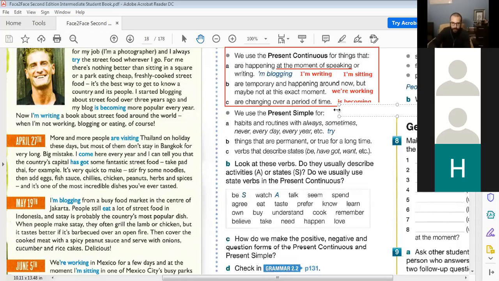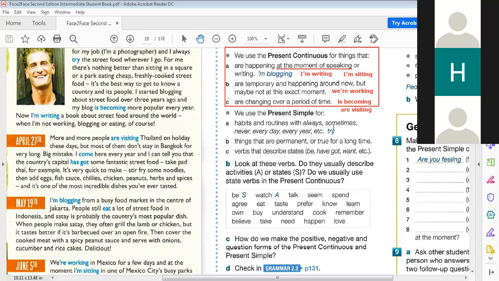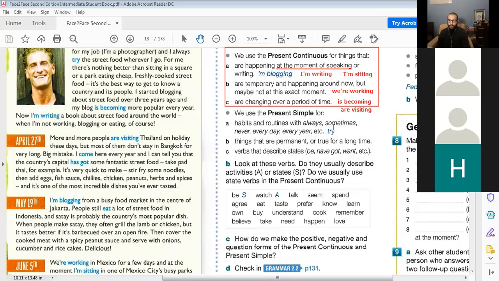So where is visiting? Visiting, because these days, more and more people. But you have to keep in mind, there's a change. For each one, there are two examples. Do you get the idea? Yes. Okay. So with C, the first one is becoming more popular every year. There is a change. And second, are visiting. And what about B? We're working, and what else?